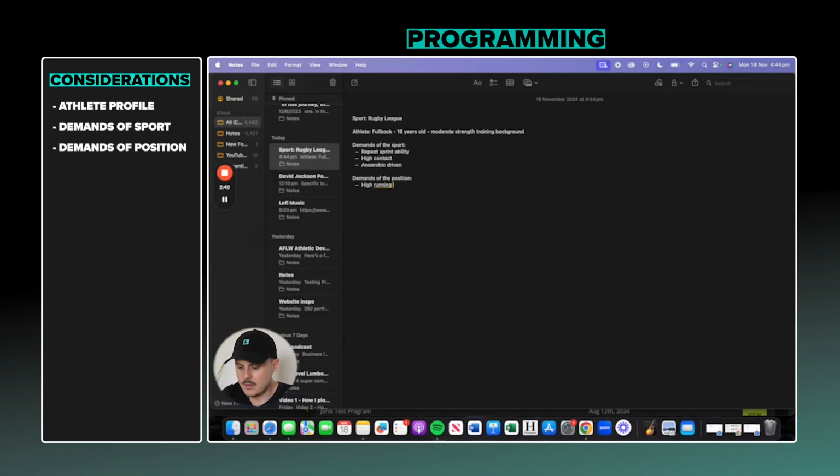Okay, demands of the position. High running volumes, high speed meters, and then probably a third one being it's a very skill-based position, i.e. being able to read the defense when they are defending at the back, and then be up on the ball or hold shape in attack. Okay, demands of the athlete, individual needs.